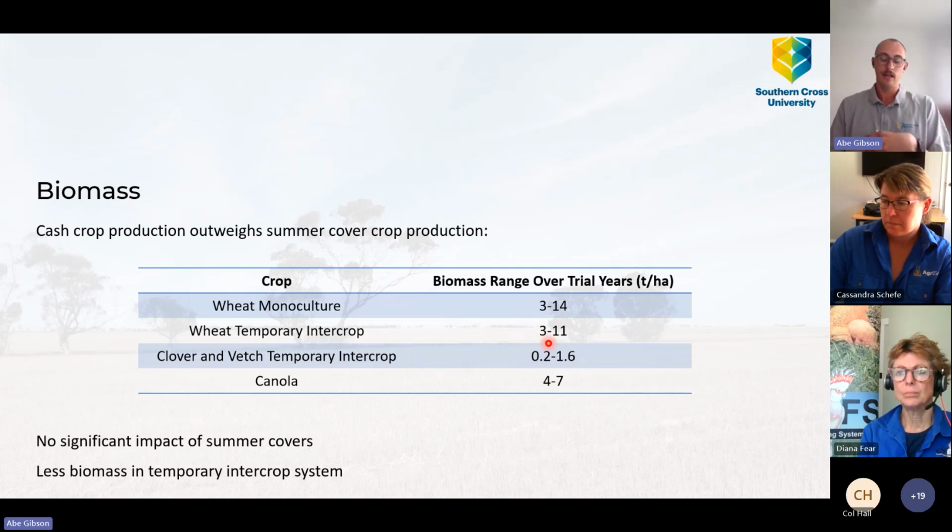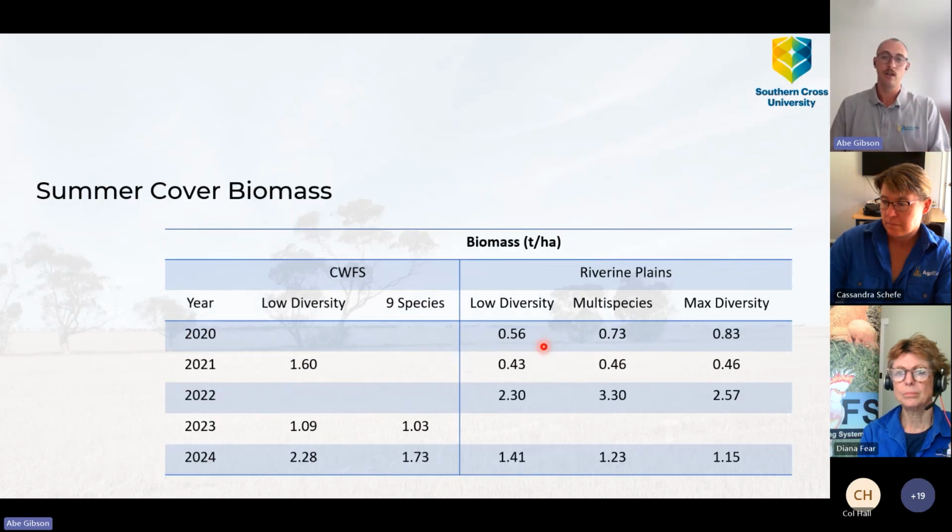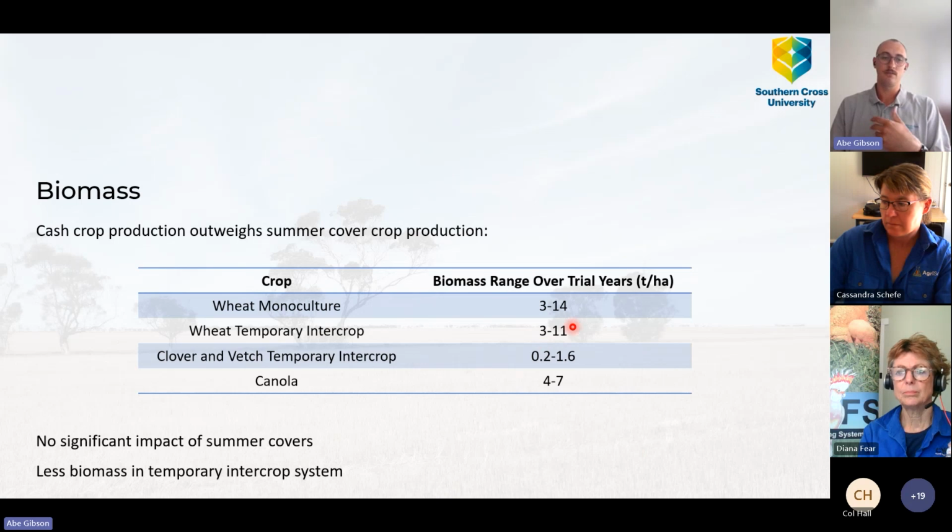So if we're comparing that with our annual input to what we can grow in a summer cover crop, our cash crop is where we're feeding our soil carbon, essentially. It's where we're producing most biomass. It's where we produce our reliable biomass.